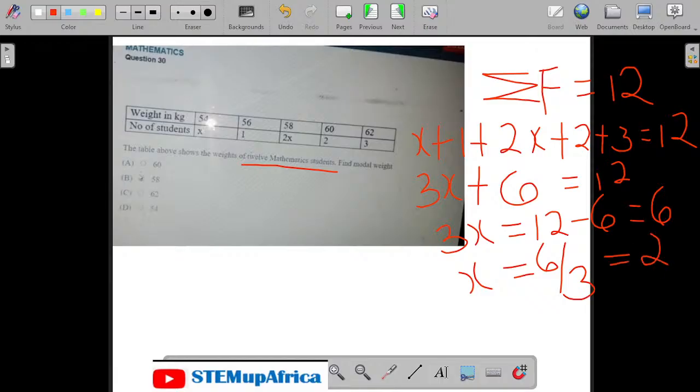So if x is 2, meaning here is 2 now, here is now 4. So the highest frequency is 4. Which number has 4? It is 58, which is option B. So where I see x, I put 2. So in the place of 2x, meaning 2 times 2, that will give us 4. And mode is the number with the highest frequency. The highest frequency here is 4. That means the number that has the 4 is the mode, which is 58. Next questions.